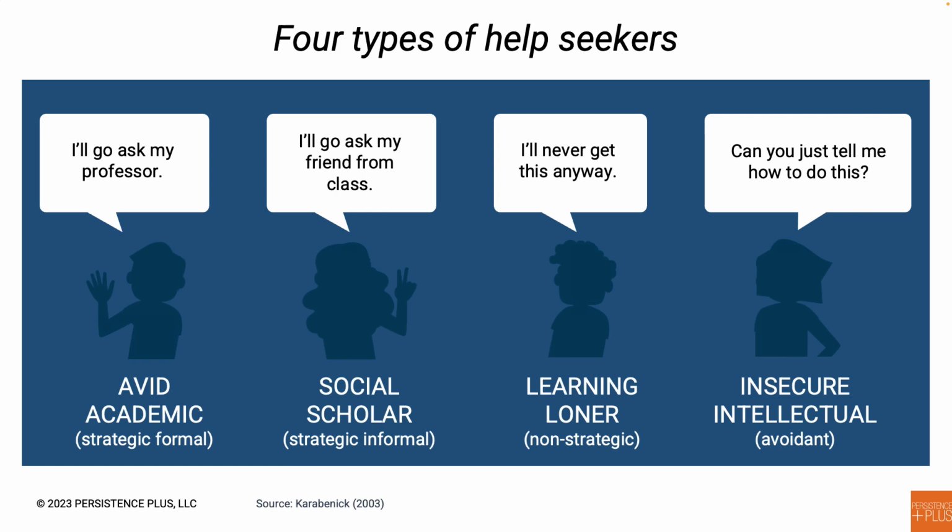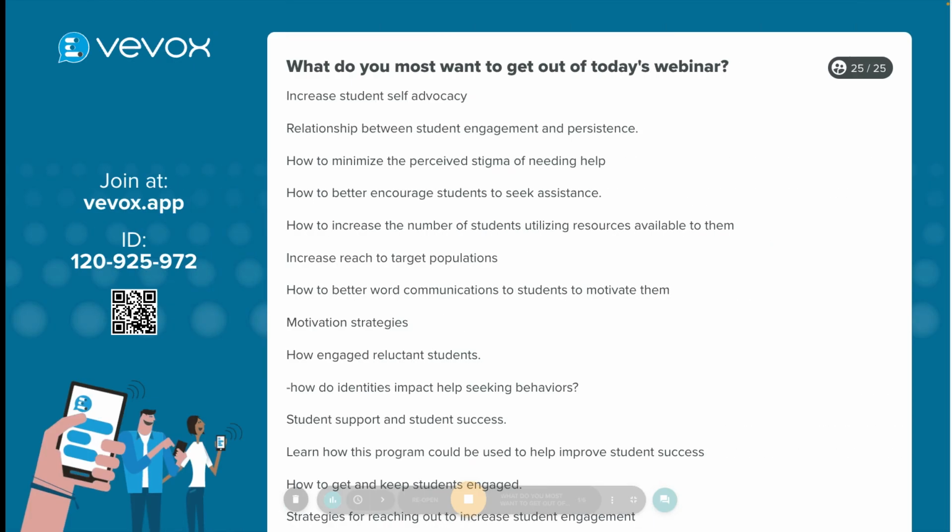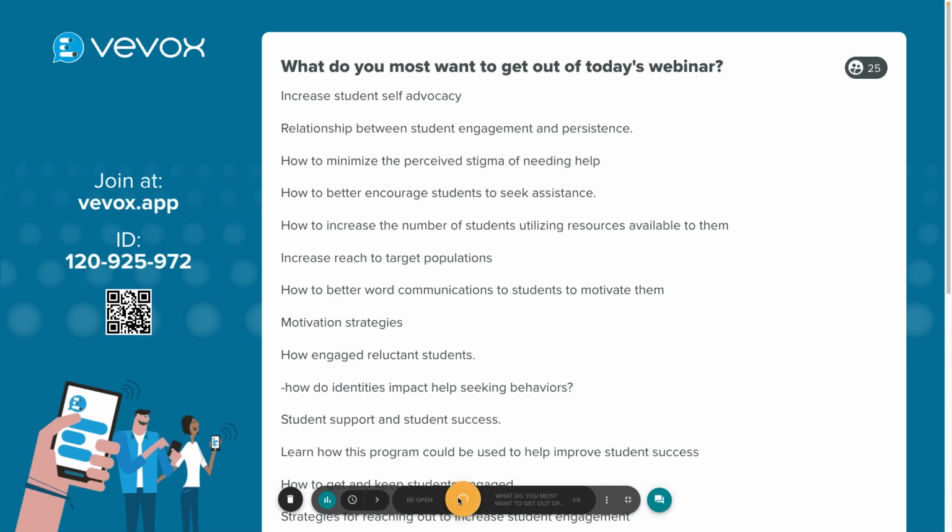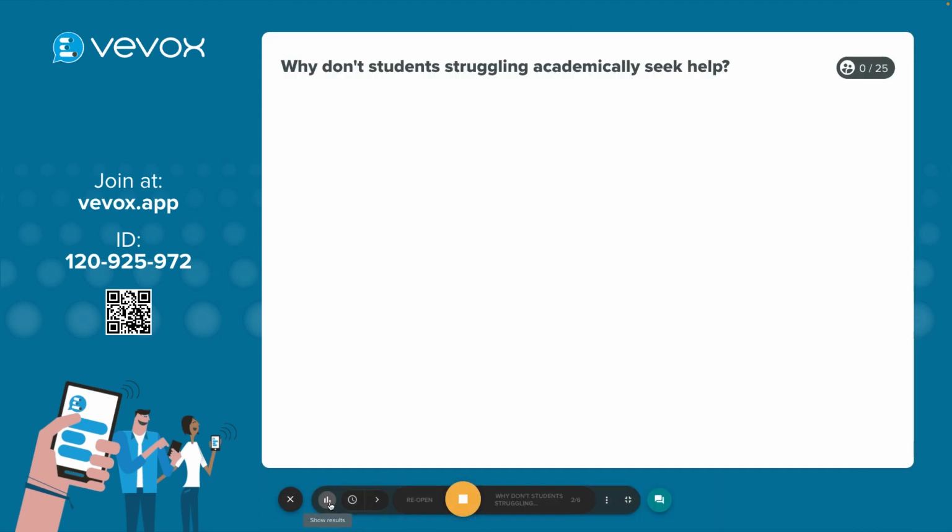Before we get into strategies for helping these different types of students, I want to talk about what distinguishes these 4 types of help seekers from one another. First, I want to brainstorm with you all a little bit. Go back to Vivox, get your phone out, and if it's logged you off, the instructions will come right back up for how to get logged back in.